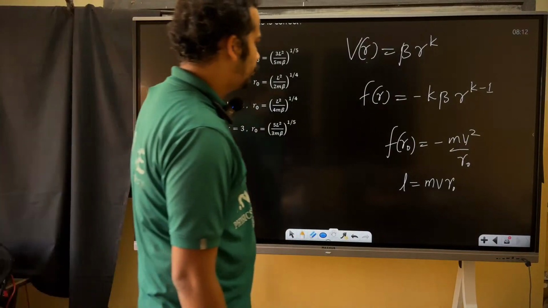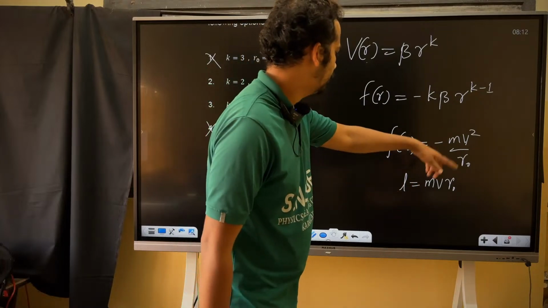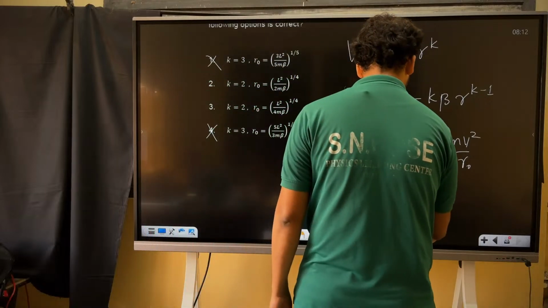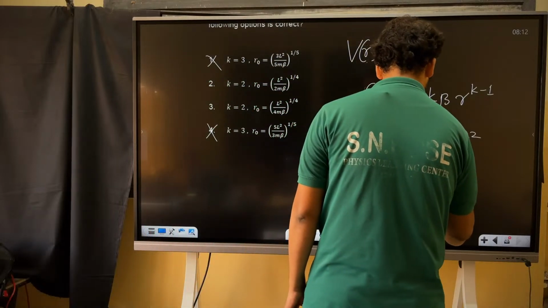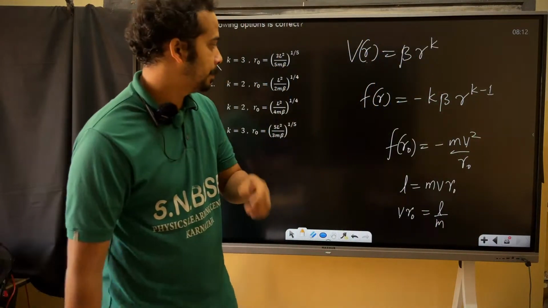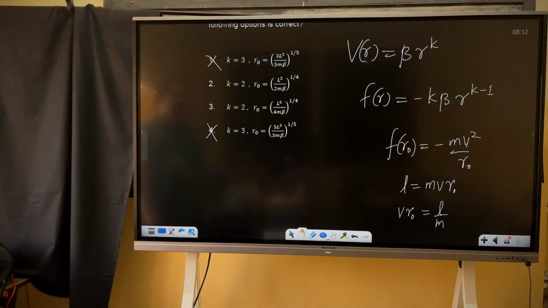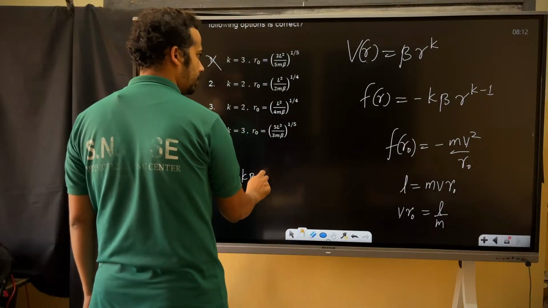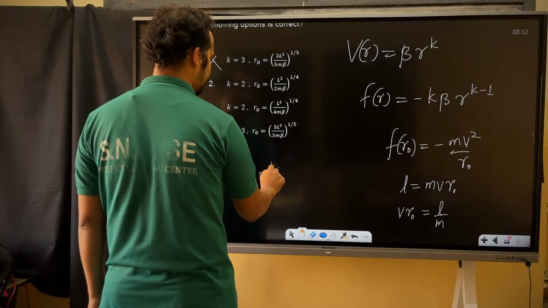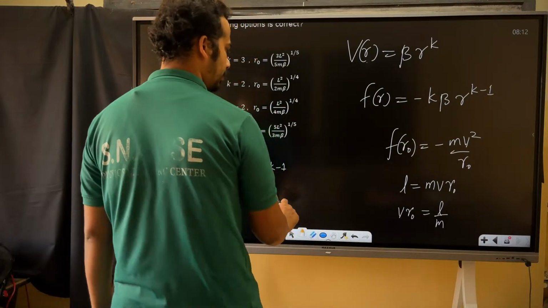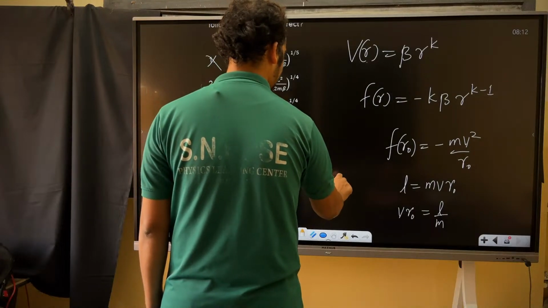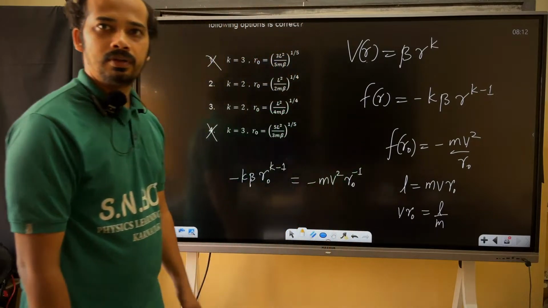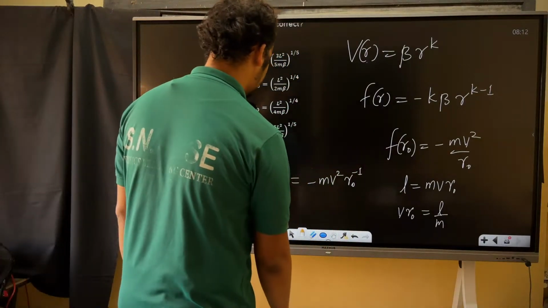You just substitute and write this R naught in terms of angular momentum L. I mean, he took capital L. Because v into R naught you can write here as L by m, isn't it? Substitute and proceed. What is f of minus k beta R naught power k minus 1? That's equal to minus m v square into R naught power minus 1. Am I right? That R naught power minus 1 will get cancelled.